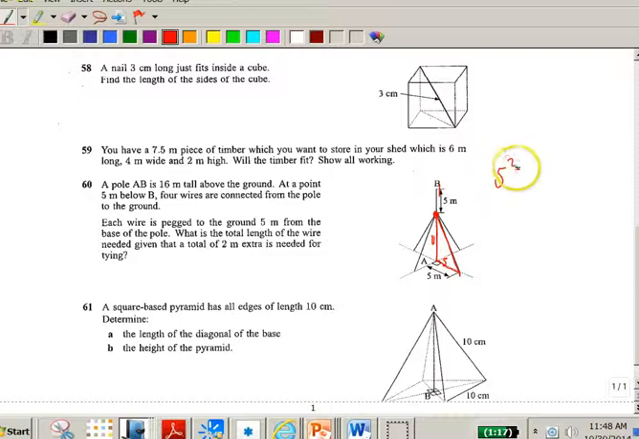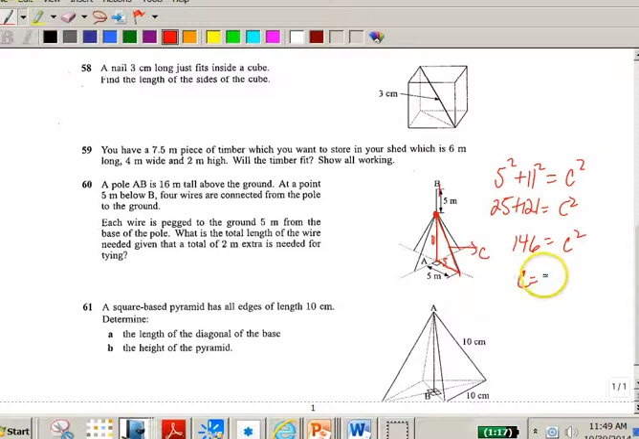So 5 squared plus 11 squared is 25 plus 121, and that's going to equal our wire, which I'll call C squared. So that's 146 equals C squared, therefore C equals root 146. But that's just one of the wires, and you can see by looking at the picture, and it also tells you, there are 4 wires. So our answer is going to be that times 4. And then it says there's an extra 2 meters needed for the tying. So we just multiply root 146 times 4 for the 4 wires, and then add 2 more onto that answer.